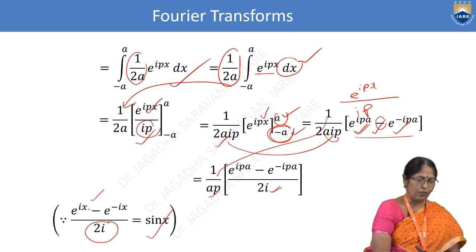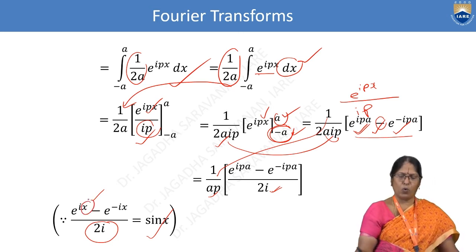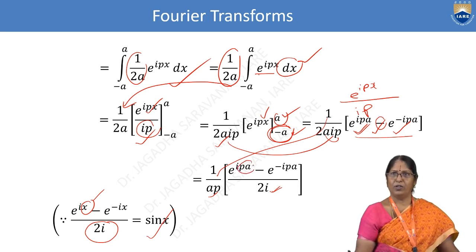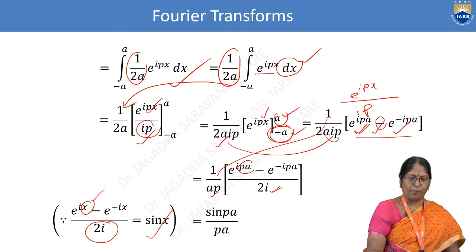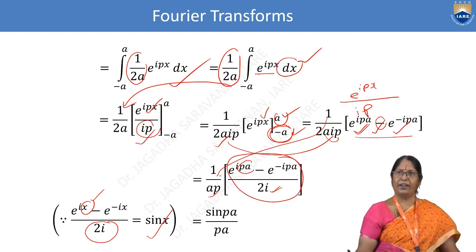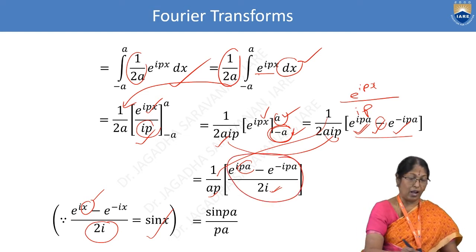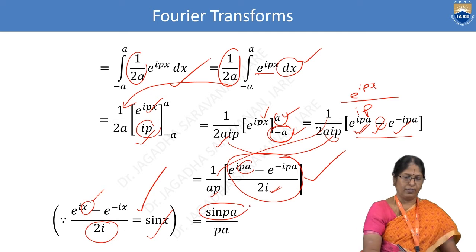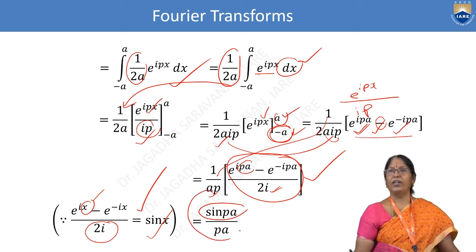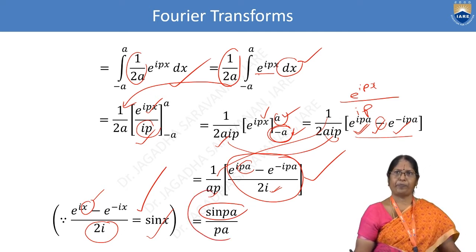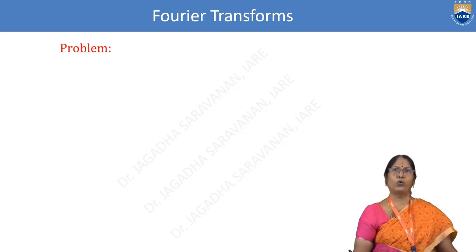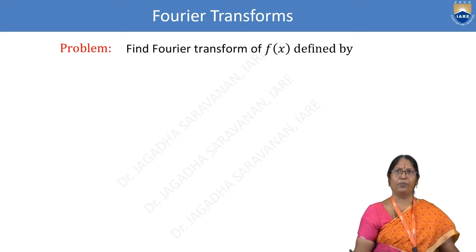Now, the formula has x. What about our problem? ap is there. So the particular complete thing is sin x according to the formula, and according to our problem, sin pa. The down ap, we wrote it just pa. So we completed the second problem. We will move now to the third problem.